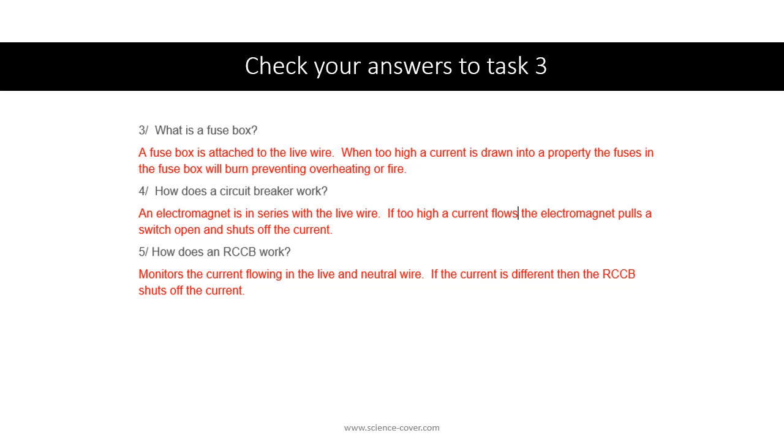How does a circuit breaker work? We have an electromagnet in series with a live wire. If too high a current flows, the electromagnet pulls the switch open and shuts off the current. How does an RCCB work? It monitors the current flowing through the live and neutral wires, and if the current is different, then the RCCB shuts off the circuit.